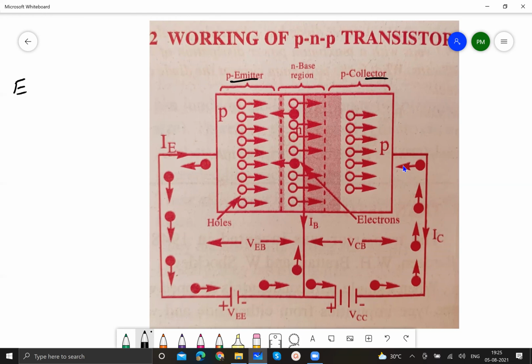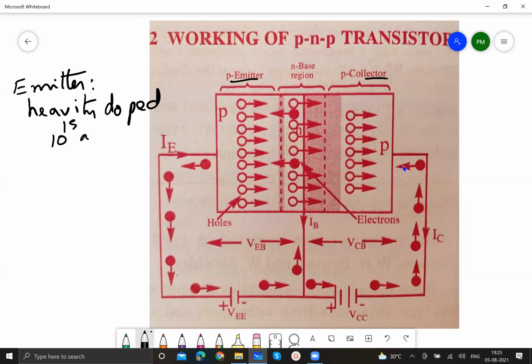Why are they not identical? Because the emitter is heavily doped. So doping concentrations are very high. For example, it may be 10 to the power of 15 atoms per centimeter cube. So the emitter is heavily doped.